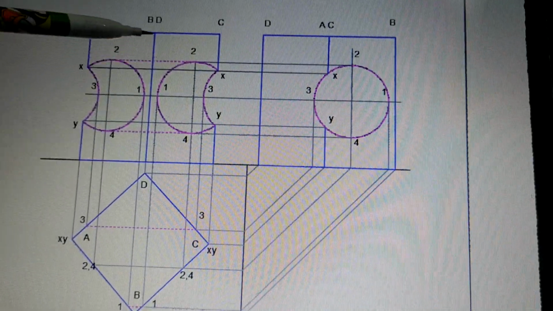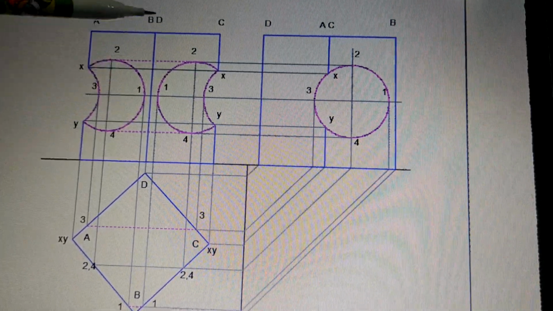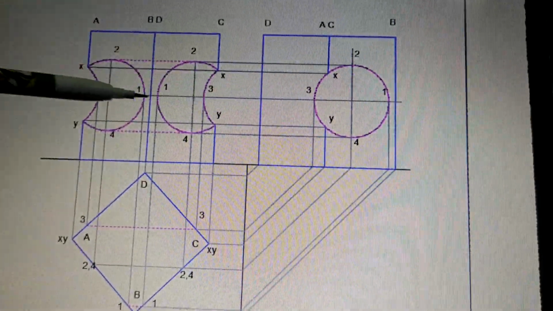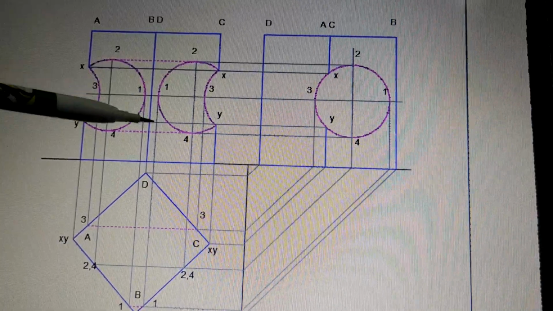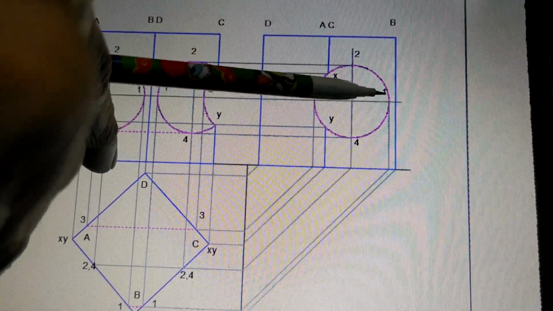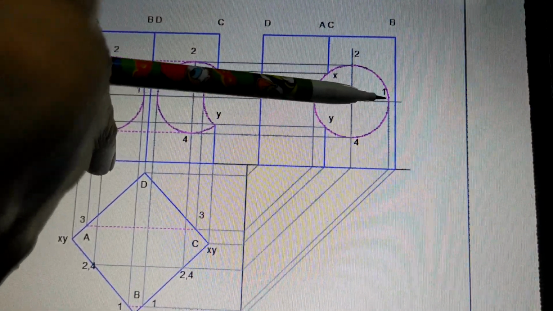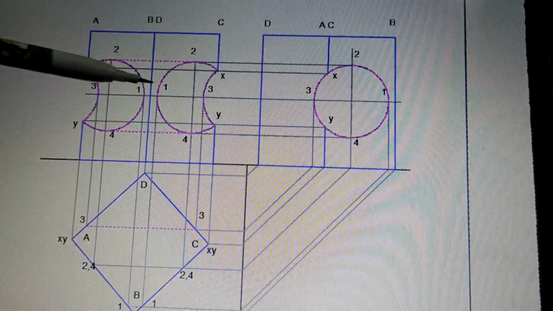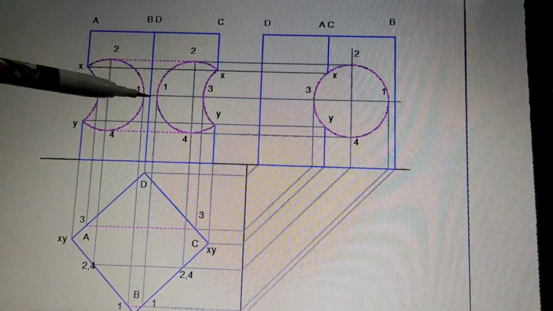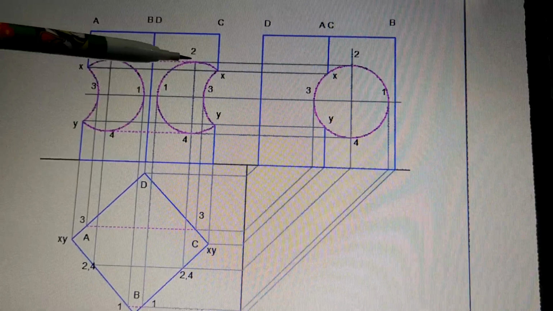So you will find here in the front view, this is the nearest, it is towards you. And then point 1 should be next, which is already shown there, 1 and 1. Now, this curve, that means all the set of points from 1 to 2, they are like this. So here, 1 is here and 2 here. That means all the points are going to be like this.